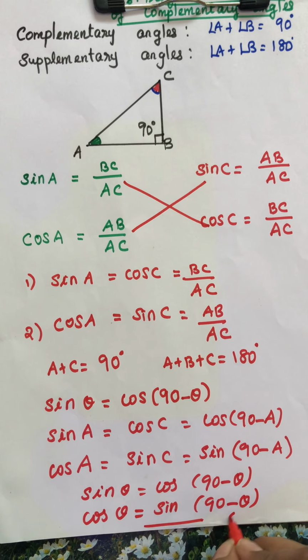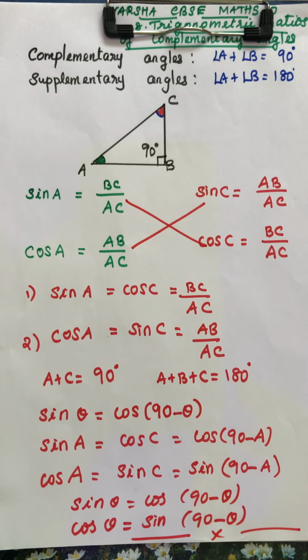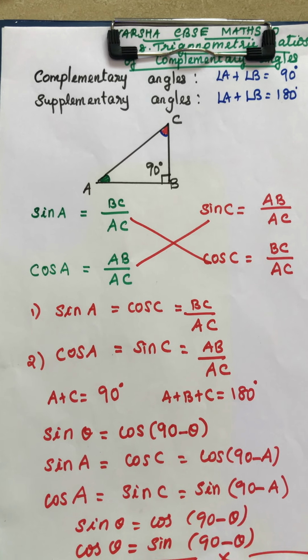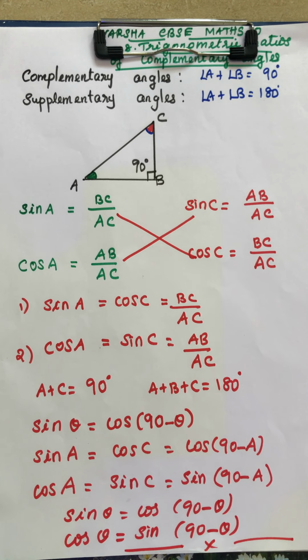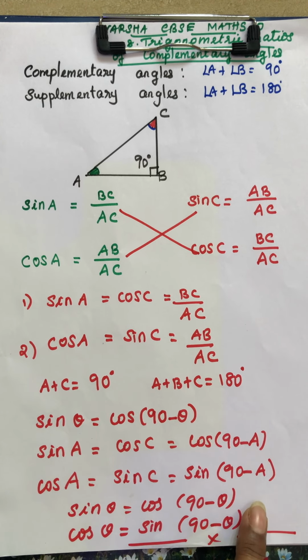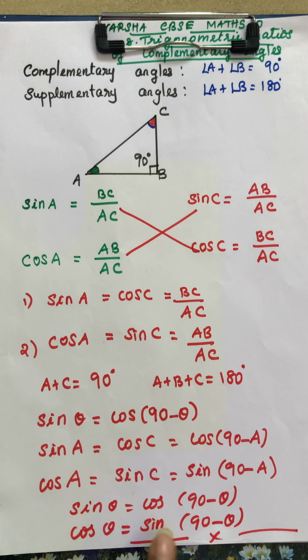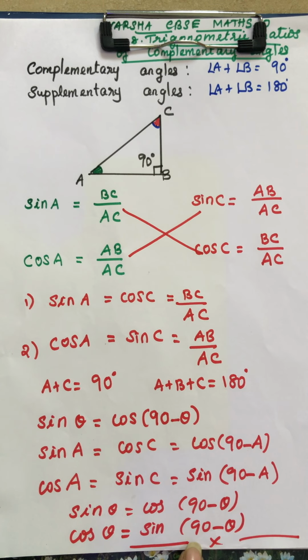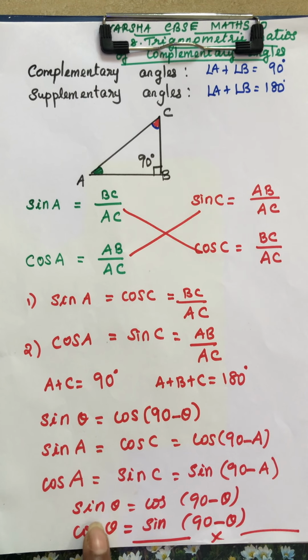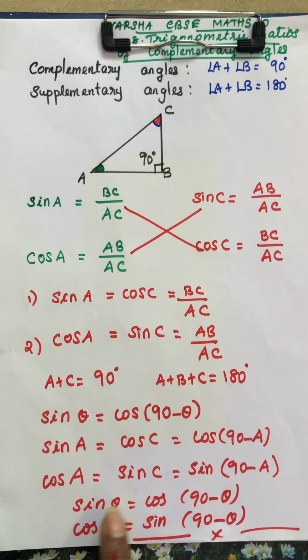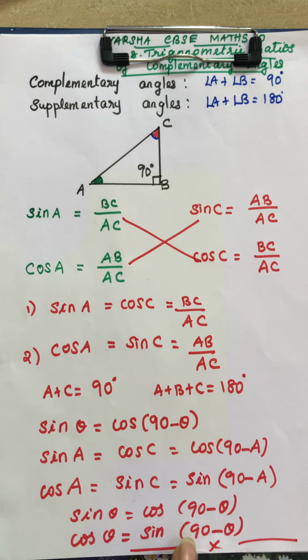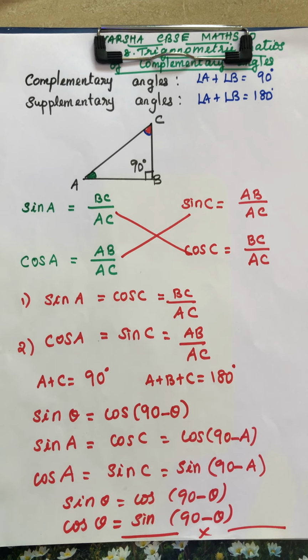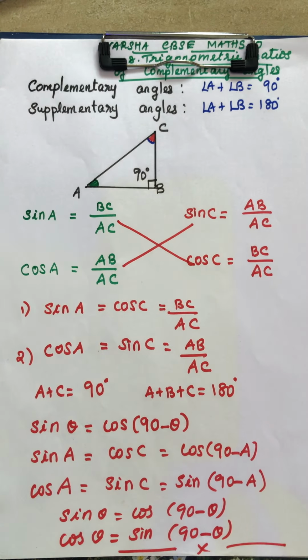These are the formulas we are going to use in the next video, in the next exercise. Sin theta is equal to cos 90 minus theta, and cos theta is equal to sin 90 minus theta. Like this, sin and cos, tan and cot, cosecant and secant have a relationship. We will see that in the next video. Do you understand? I hope you all understand.